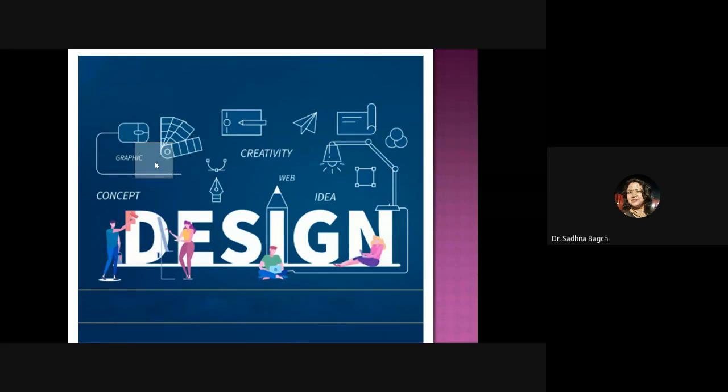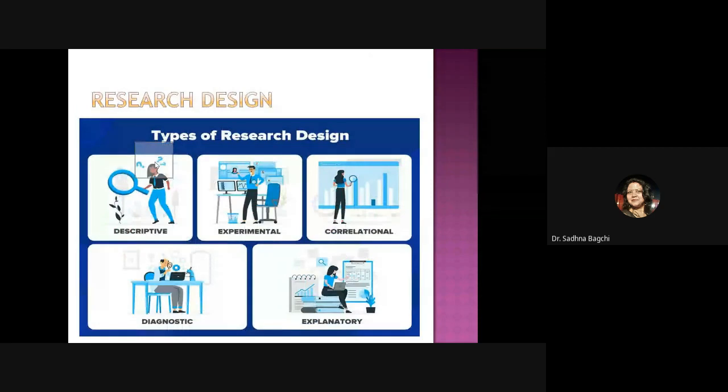Similarly, when you are going to write a research proposal, a good research design is very important. Designing means deciding what the concept behind the study is, how you create newness, something new that you add on. All these things you have to elaborate in the research design. So this is the research design.